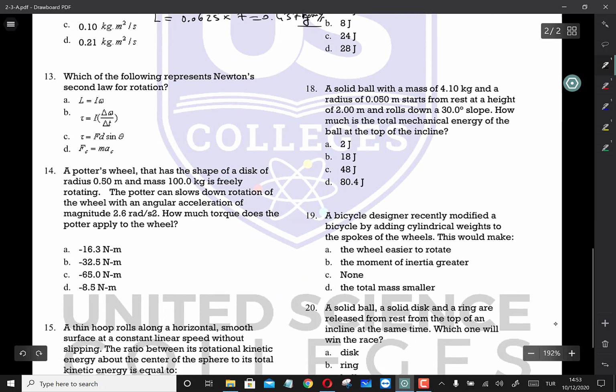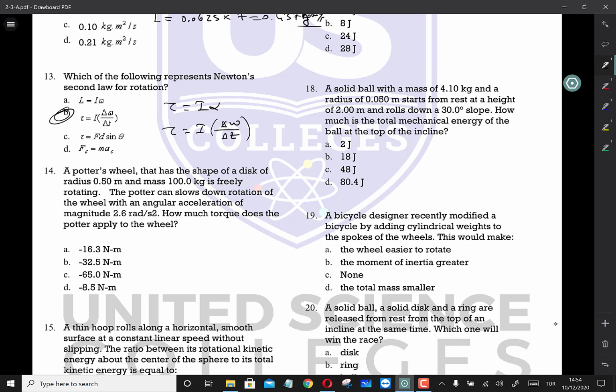Which of the following represents Newton's second law for rotation? Newton's second law for rotation is torque is equal to I times alpha. It's about the torque. B is the correct answer because alpha can also be written as delta omega over delta t. Remember, change in angular speed divided by delta t is also known as alpha. So this is an alternative way of writing Newton's second law for rotation.